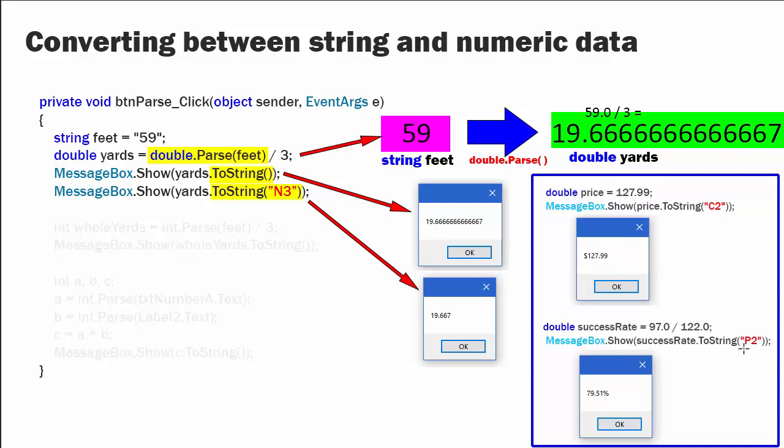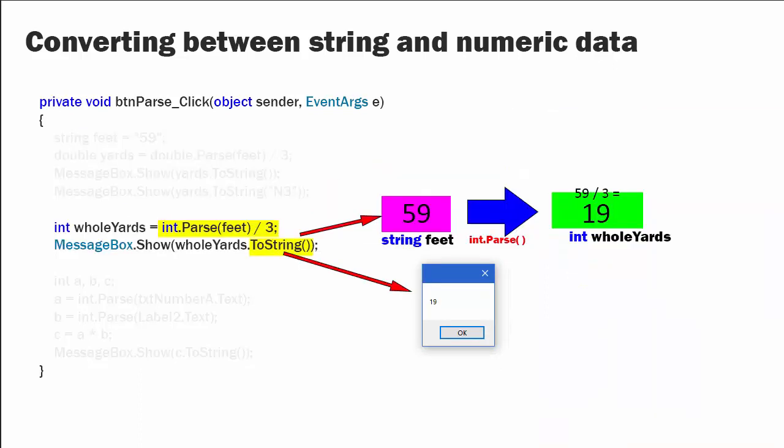And here I can use in the ToString P2. That's going to give you 2 decimal places and display it as a percent. In essence, it's going to multiply that value by 100 with 2 decimal places, so it's moving the decimal point. And the result I get is 79.51%. So the P2 displays the percent sign as well as changing the format to be a percentage.